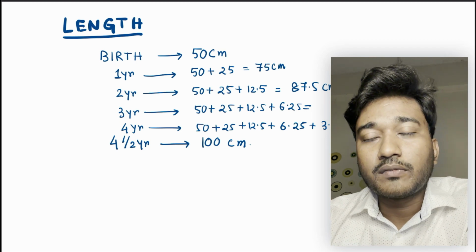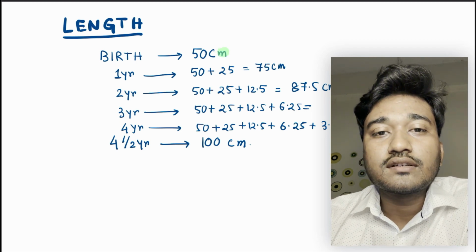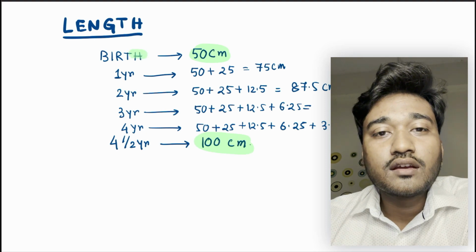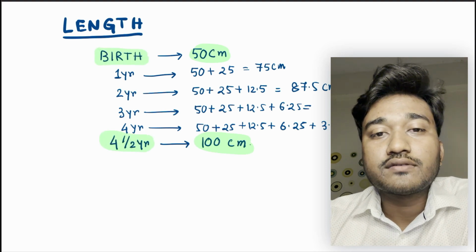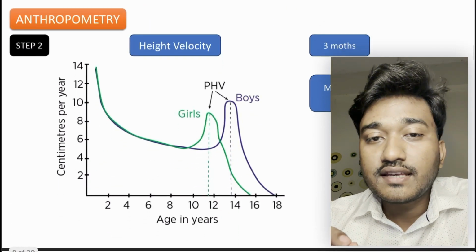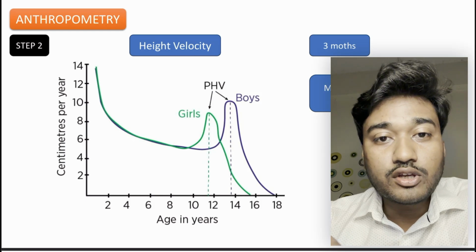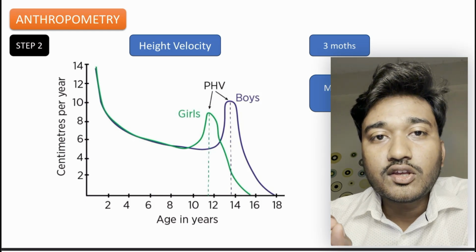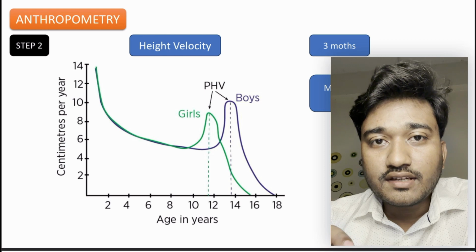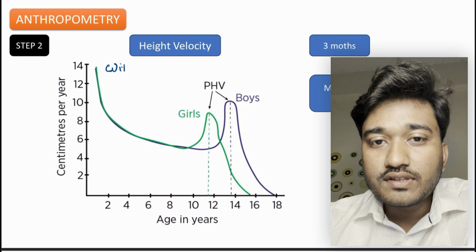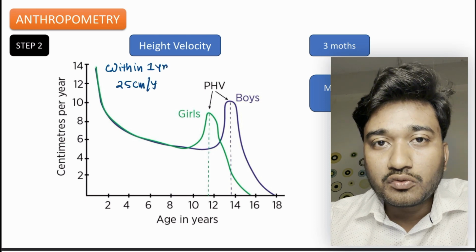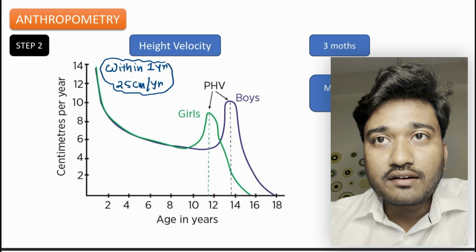This is normal. So step 2 of anthropometry: we should measure the height velocity. To measure height velocity, a single value is not enough; you must have follow-up of the patient. So when you call the patient back after 3 to 6 months, you should measure another point and plot it in a growth chart, so that you will get the height velocity.